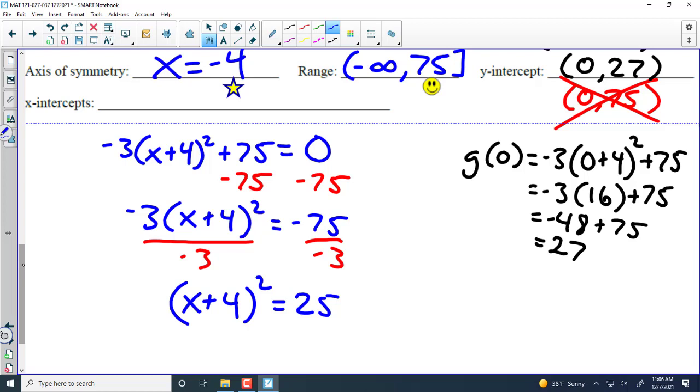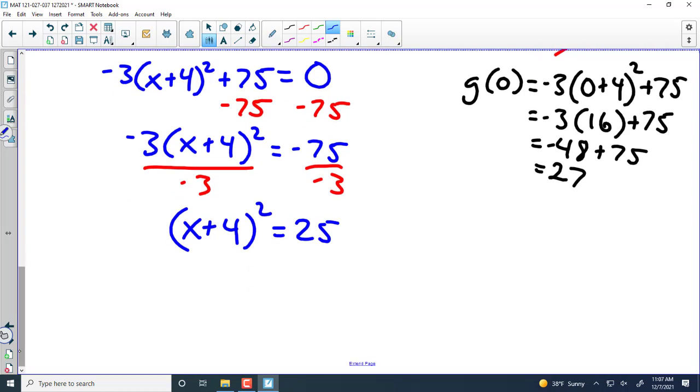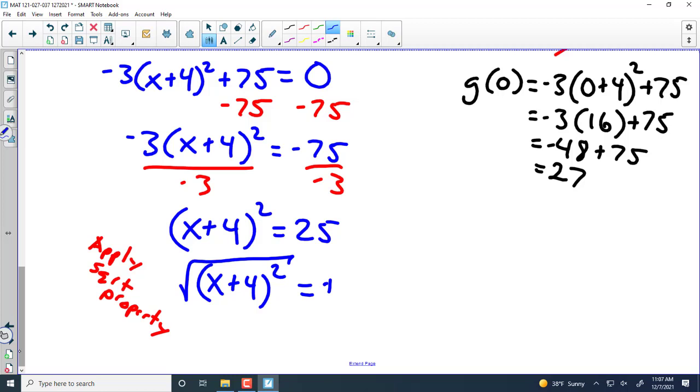Because once we get down to this step right here, we apply the square root property. And applying the square root property basically means taking the square root of both sides, but you get a plus minus out of the deal. So we get x plus 4 squared with a square root, and we get plus or minus the square root of 25. Meaning we get x plus 4 equals plus or minus 5.